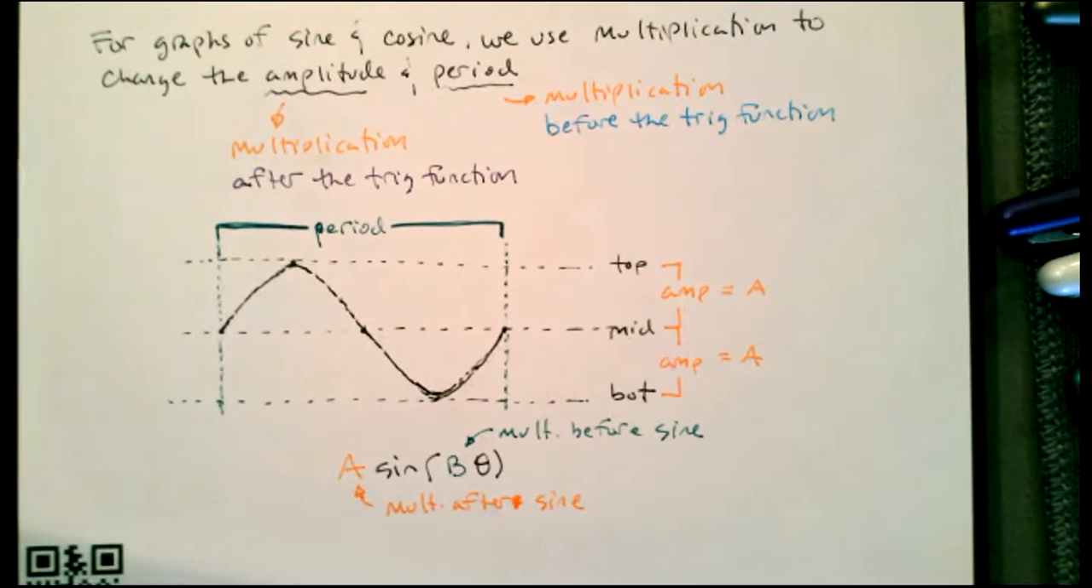So anyway, multiplication produces these stretches or compressions. Multiplication before is going to adjust things horizontally. Multiplication after will adjust things vertically.